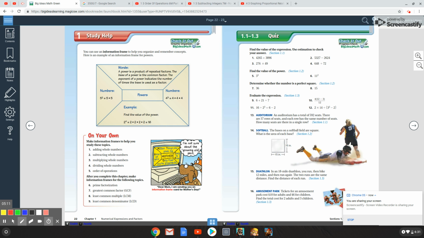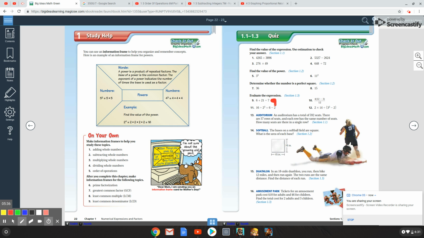Okay, hopefully you should have solved number 8. Number 8 is not a perfect square since 3 times 3 is 9 and 4 times 4 is 16. And so there's no perfect square for 15. Next, you have to evaluate the expression, always using the order of operations. Always use the order of operations. So for our first problem, we do division, which is 21 divided by 7, which is 3, and then 6 plus 3, which is 9.